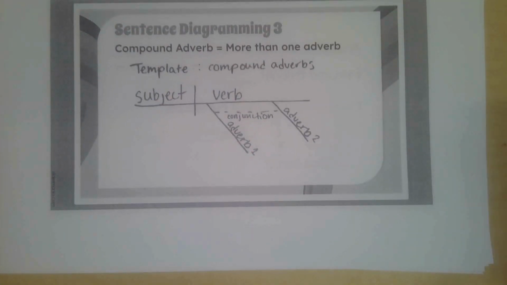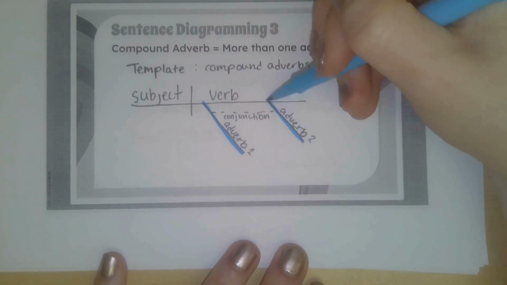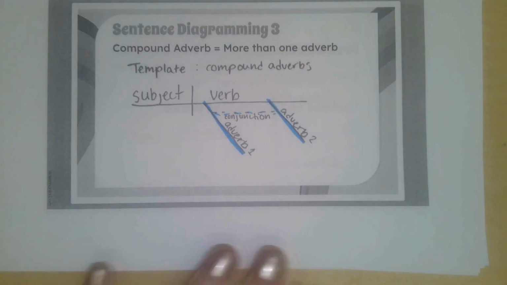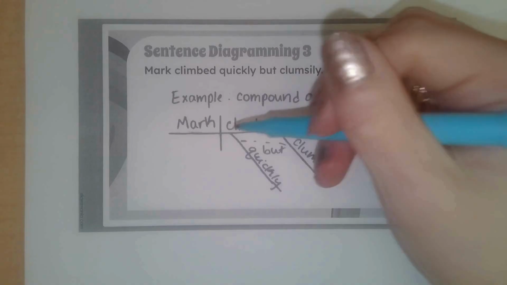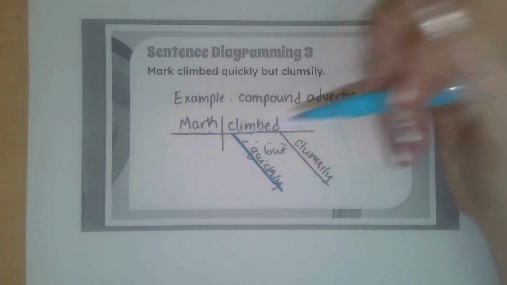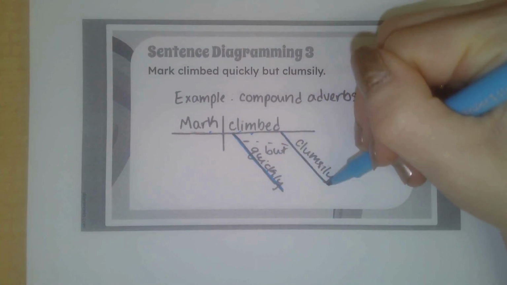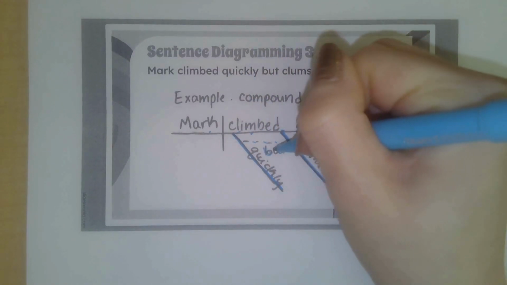When it comes to adverbs, you do the same thing. You have your adverbs, and then you draw a dotted line between them. Exact same thing. So here's our example. Mark climbed quickly but clumsily. We have our verb, climbed, subject, Mark. Quickly is one adverb describing how he climbed. Clumsily is another one describing how he climbed. Dot, dot, dot, but.